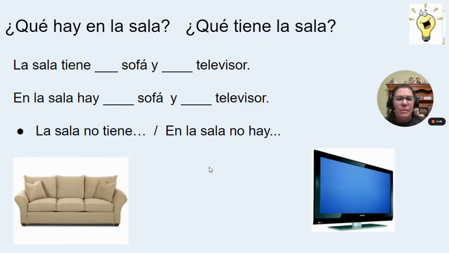So I want you to take a moment. We keep doing this over and over again. Pause this recording and write a sentence about your own family room, your own living room, and talk about the sofas and the TVs. Ready? Go. Okay. Repite, por favor. ¿Qué hay en la sala? ¿Qué tiene la sala? Pregúntame. Okay. En mi sala hay dos sofás y un televisor. ¿Qué tiene tu sala? Did you pause and answer me?